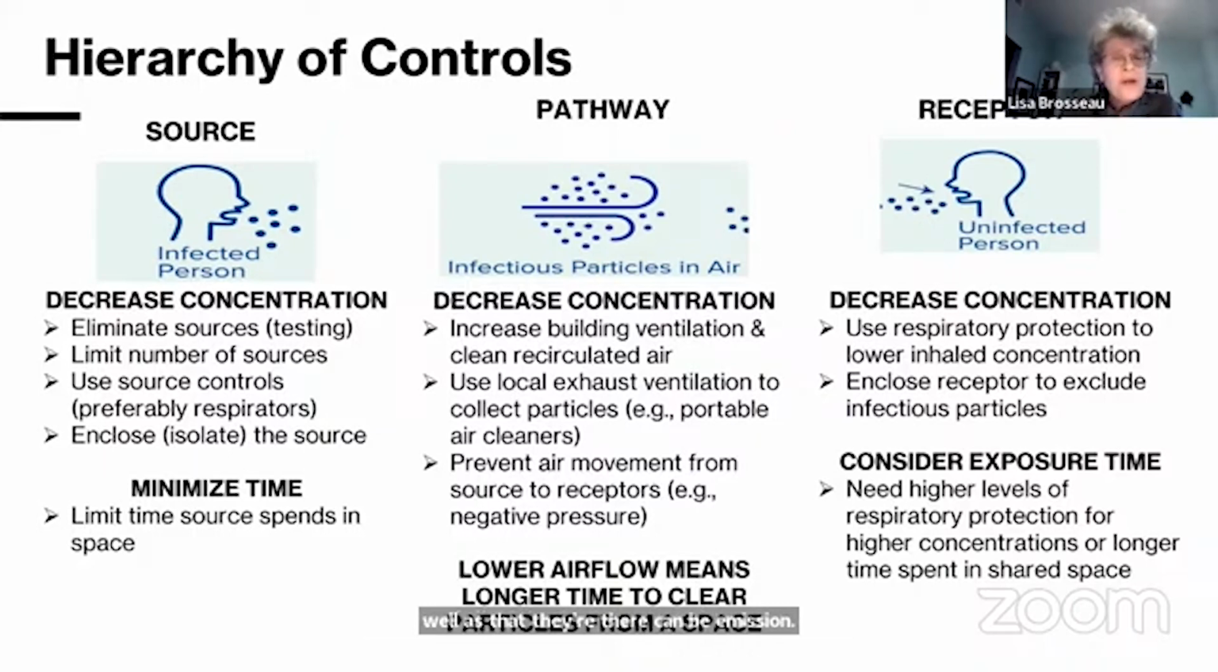Pathway controls are generally ventilation, which is mostly what this expo is talking about. And I've listed a few things which all have been mentioned. You can increase the building ventilation and clean the recirculated air. You can use local exhaust ventilation to collect particles, and you can prevent air movement from source to receptors, which nobody really has talked about here.